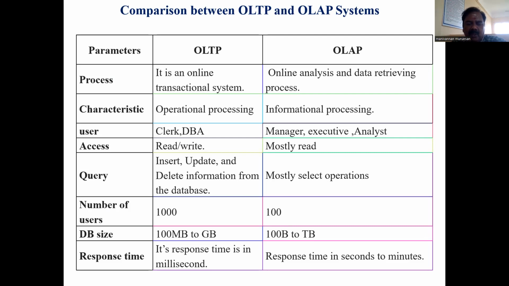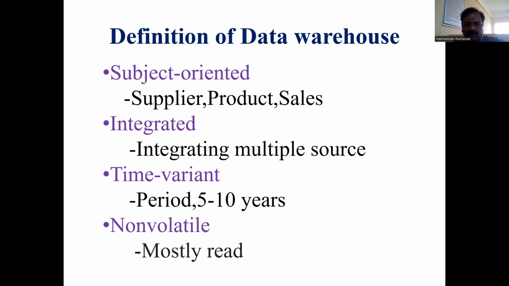Number of users. How many users are there? For OLTP, 1,000 users are there. OLAP is only for analytic purposes, so there are fewer users. The database size is small for OLTP, 100 MB to GB. OLAP is 100 GB to terabytes. Response time for OLTP is in milliseconds, for OLAP in seconds. Since you are making a big database, it takes more time.